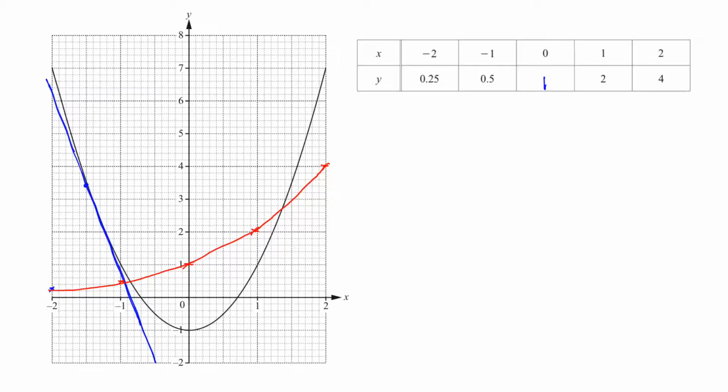The graph meets the curve at this point and at this point, and we have to find the corresponding x value. It's x is equal to negative 0.8 and the other value is x is equal to 1.4. So we found the values. Next question.